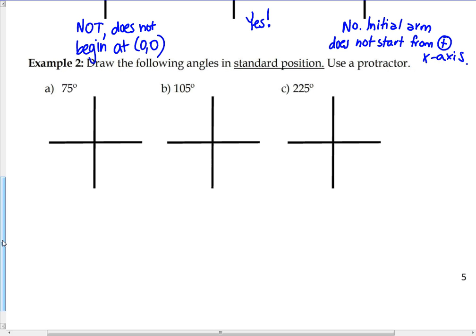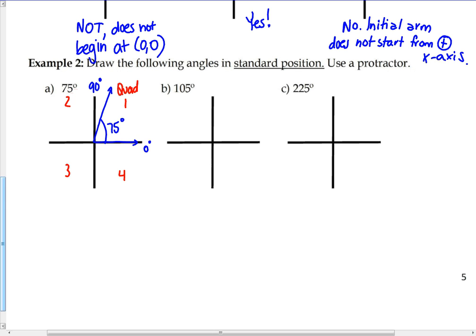Okay, draw the following angles in standard position. We're not going to use a protractor, we're just going to do a rough sketch. So if we know this is 0 and this is 90, 75 degrees would be approximately around here. So that would be approximately 75, and we would say that's in quadrant number 1. Remember our quadrants, it goes 1, 2, 3, 4.